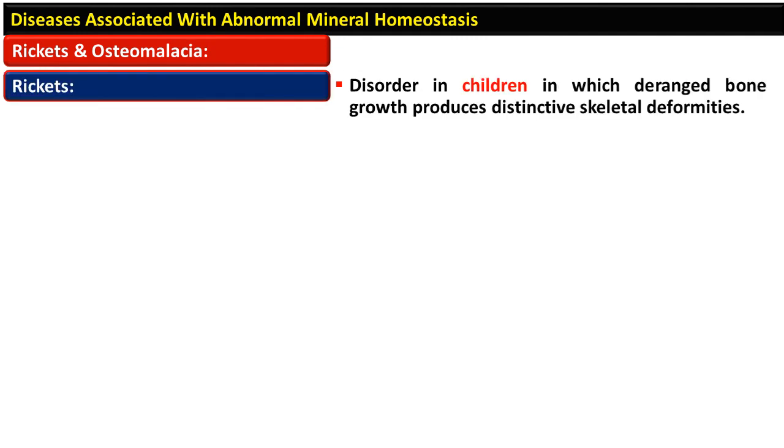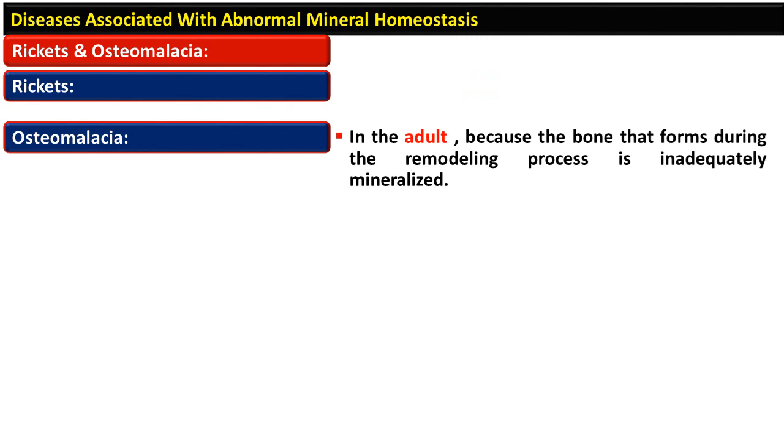Now coming to the diseases associated with abnormal mineral homeostasis, there are two entities, rickets and osteomalacia. Both are characterized by the reduction in bone mineralization. Rickets is a disorder in children in which there is derangement of the bone growth plate and it produces characteristic abnormalities. Then osteomalacia is in adults, in which the bone that is formed during the remodeling process is not properly mineralized.